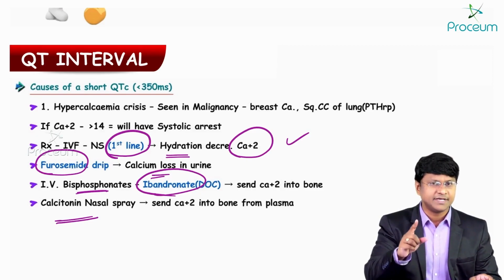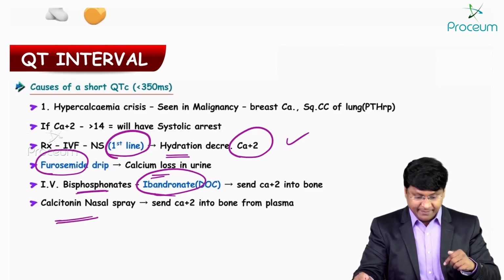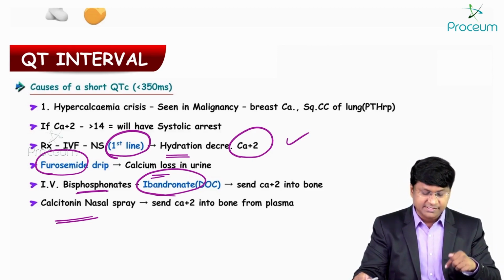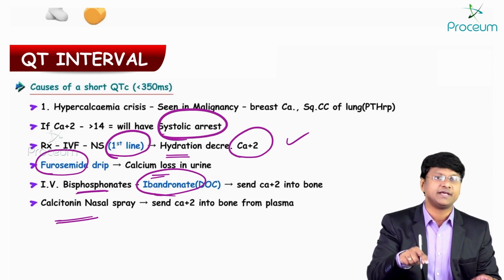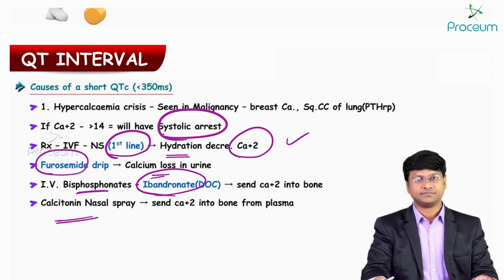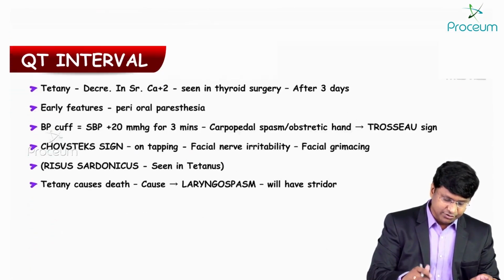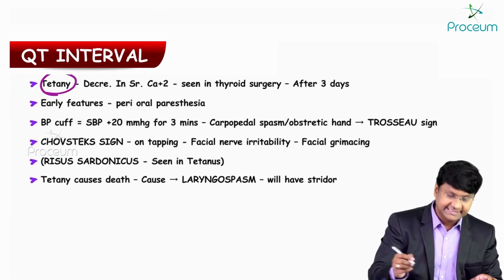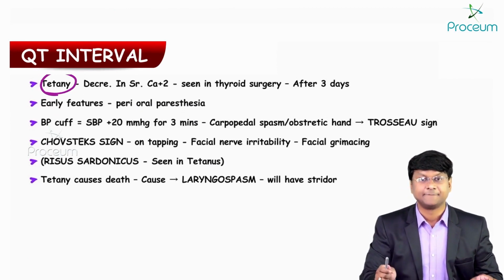Regarding hypocalcemia, let me tell you one important point, that is the cause of death. In hypercalcemia, the cause of death is systolic arrest, whereas in hypocalcemia, the cause of death is laryngospasm. So, in hypocalcemia, what will the individual land up in? The individual will land up in what is called tetany. Right?